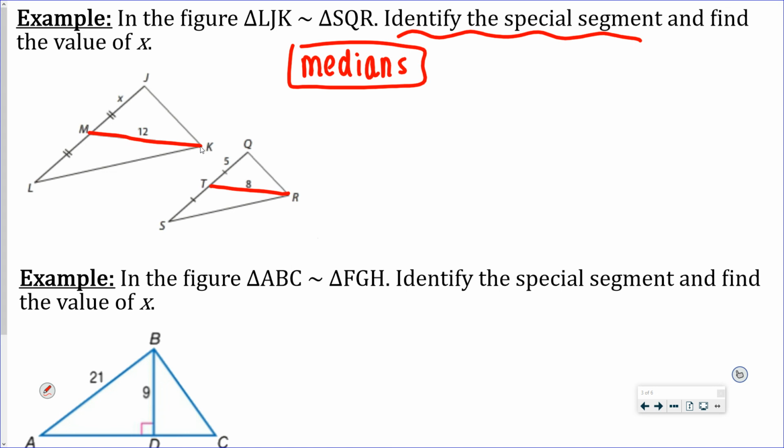All right, but looking at my picture here, I don't know JK, which corresponds to QR. I don't know either of those lengths. I don't know LK, which corresponds to SR. I don't know either of those. The only ones they're giving me are those opposite sides where it passes through the midpoint. So here's how I'd have to set my proportion.